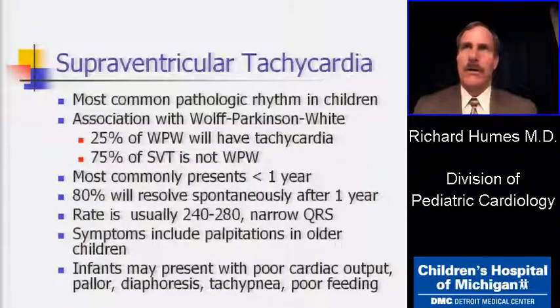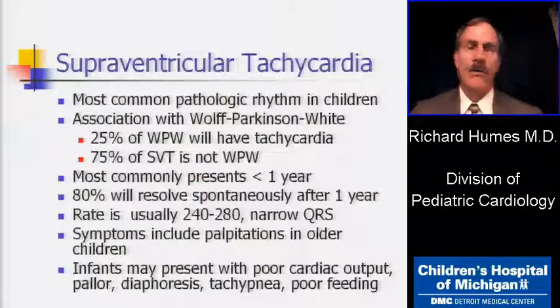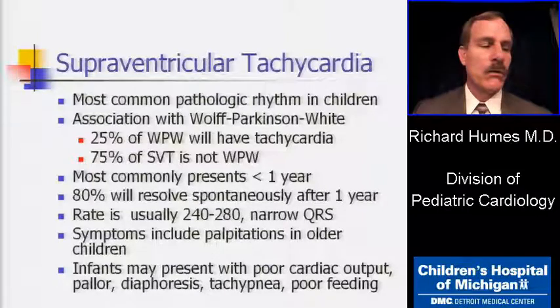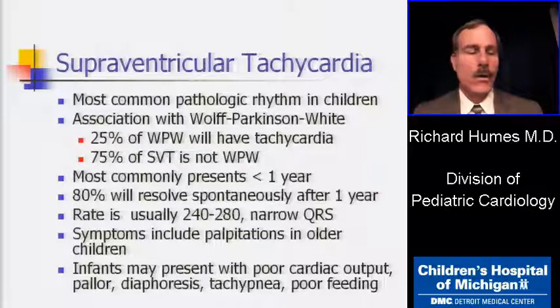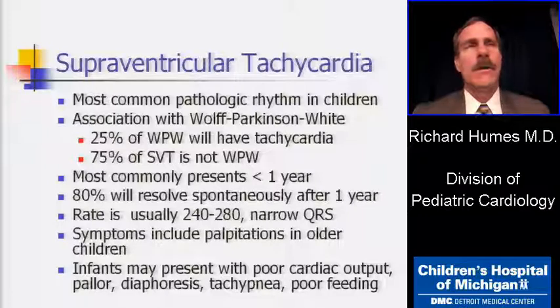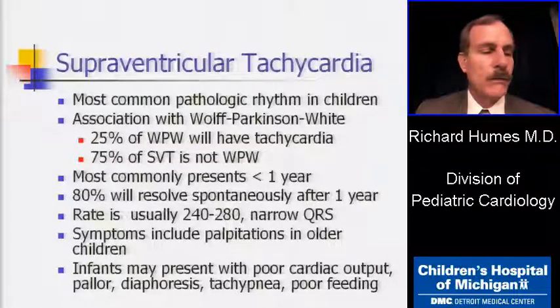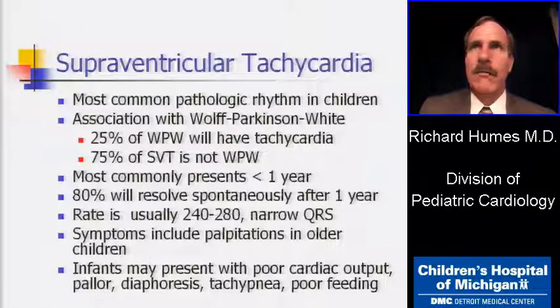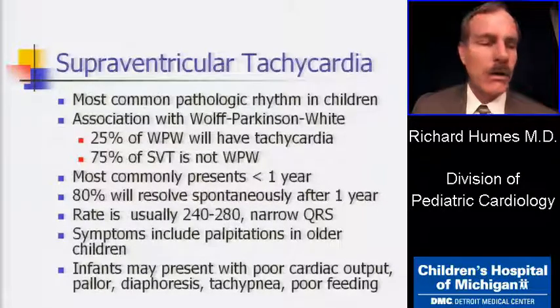Talking now about some of the heart rhythms that we see. The most common pathologic heart rhythm that we see in children is supraventricular tachycardia. It has an association with the Wolff-Parkinson-White syndrome. About 25% of patients with SVT have WPW on their electrocardiogram. Remember that WPW is not equal to SVT. WPW is an electrocardiographic phenomenon, but we know that they have a higher incidence of SVT. We also know that about 75% of SVT is found in patients without obvious WPW on their electrocardiogram.